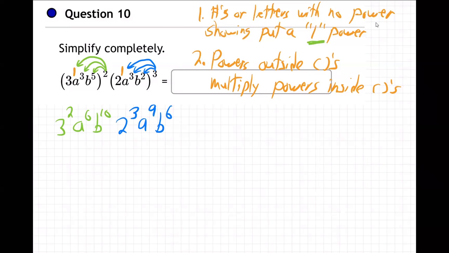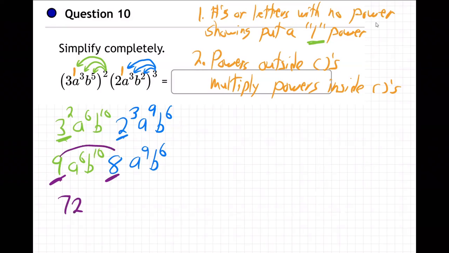Okay, and now let's work it out. 3 squared is 9. And 2 cubed, 2 times 2 times 2 is 8. 2 times 2 is 4 times 2 is 8. Okay, and then we multiply these numbers together. 9 times 8 is 72.